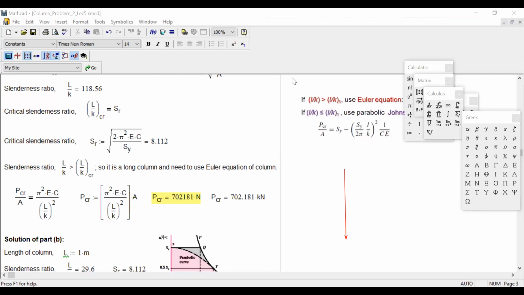So we finish this problem. Still, if you have question, you can ask me. Now we'll start something else. Okay. Let's see.